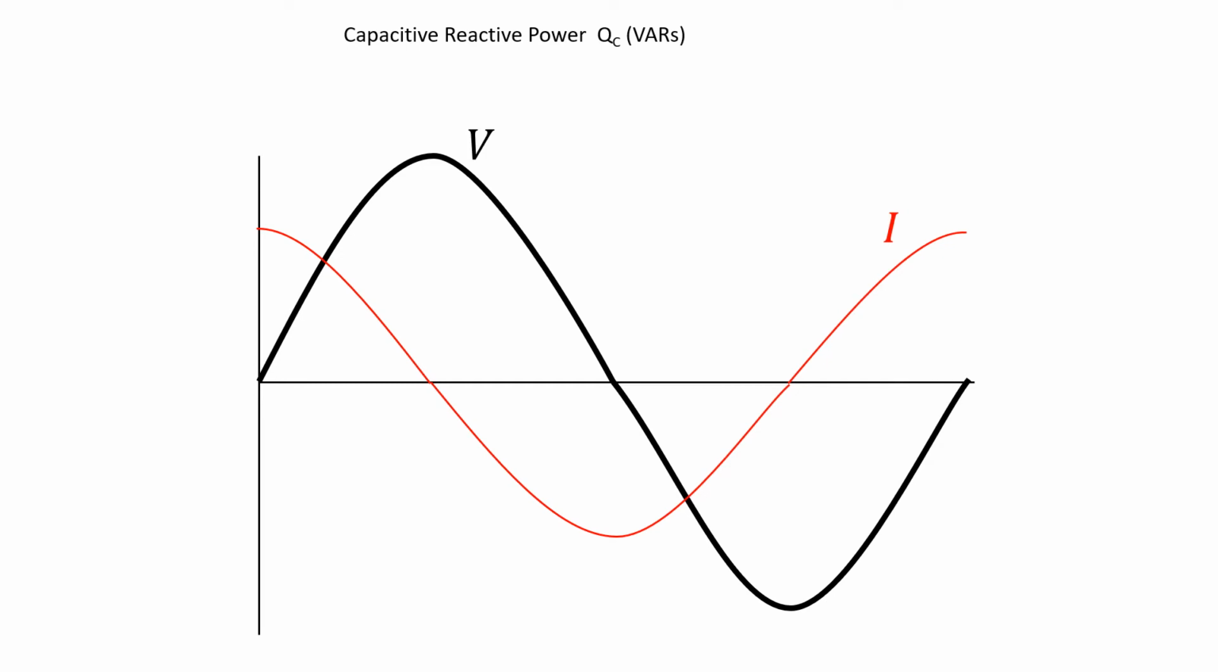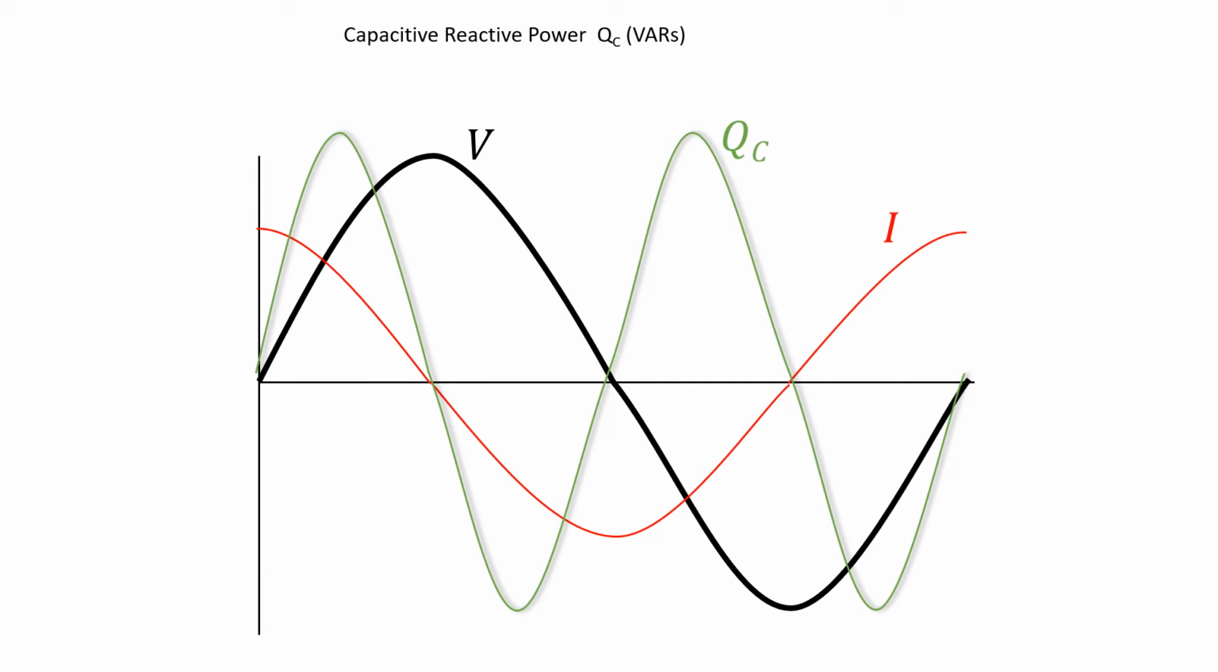Now, if we were to take any of our power formulas, let's say volts times amps, to get our capacitive reactive power, QC, we would see that our power in our capacitor alternates at twice the frequency. Where, during the first pulse, where our current is positive and our voltage is positive, our capacitor is charging. Then, during the second pulse, our capacitor would be discharging or giving its energy back.